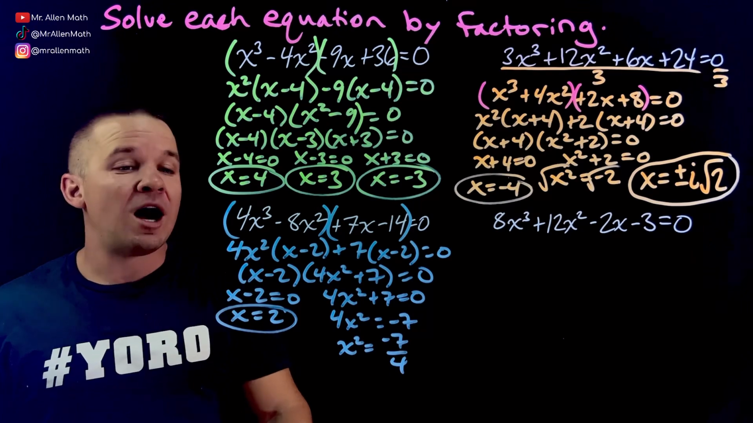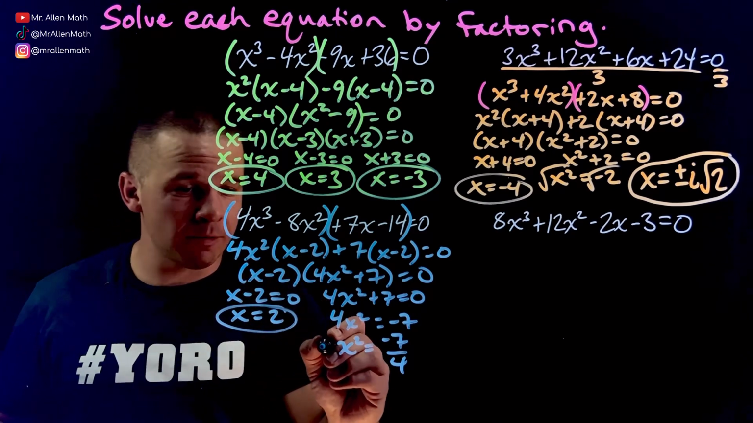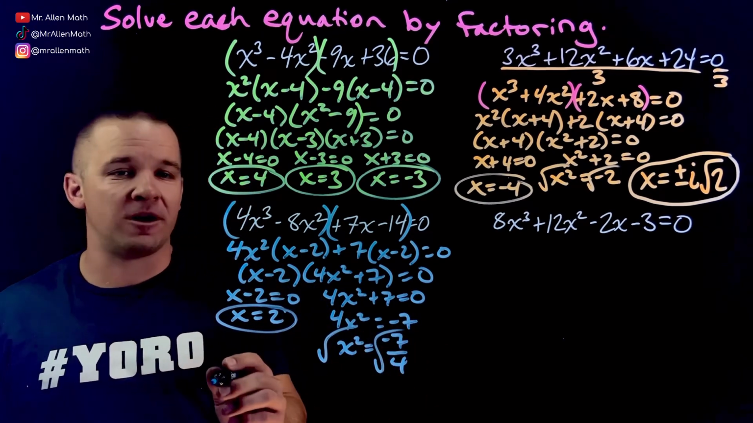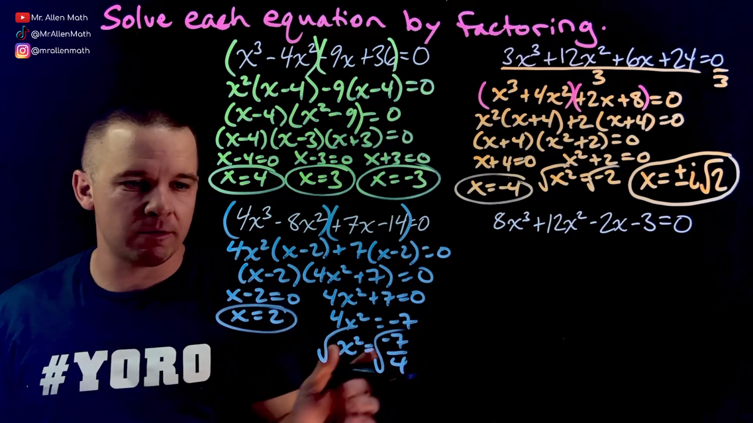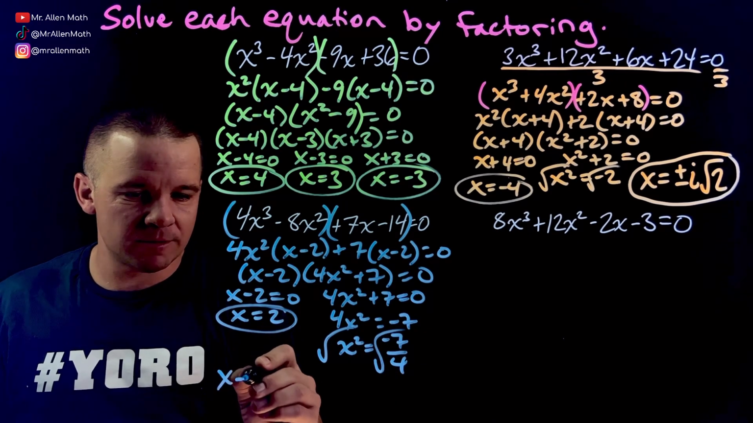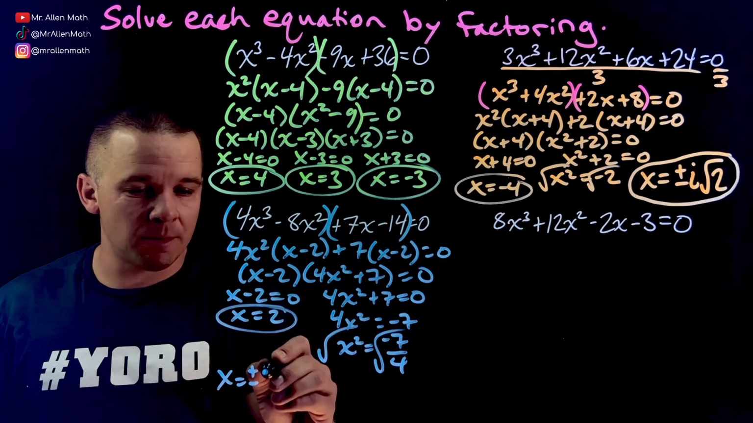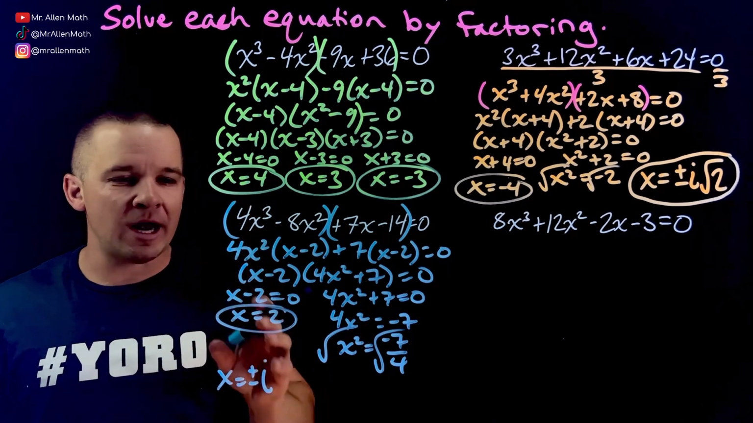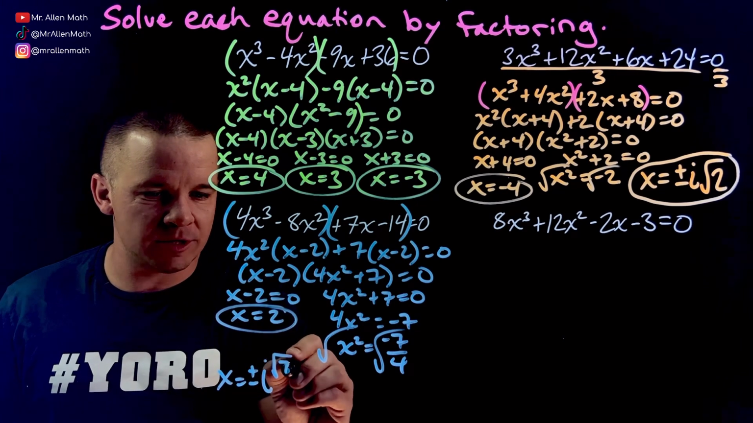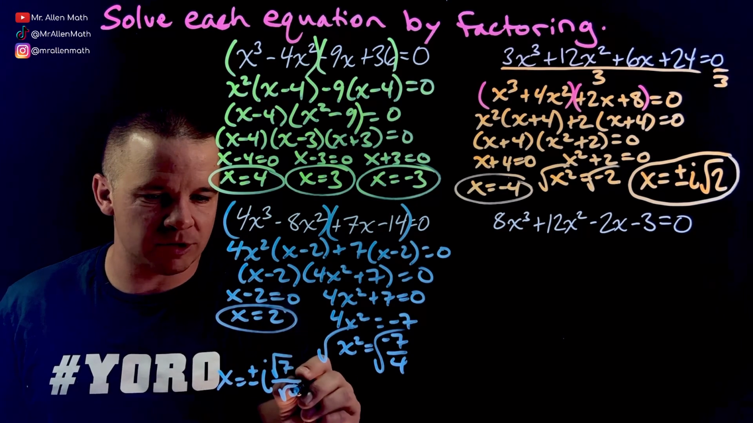Now, I'm going to go ahead and square root on both sides, okay? This is where the fun begins. I'm going to pop over here and work this way, okay? So we're going to have x equals, we've got plus or minus, right? I have a negative in there, so I'm going to pull an i out, and I'm going to write this with a square root in the numerator, which is 7, and a square root in the denominator, which is 4.